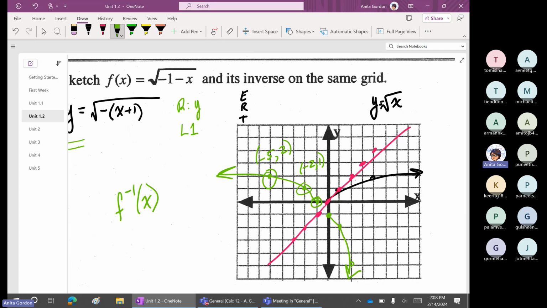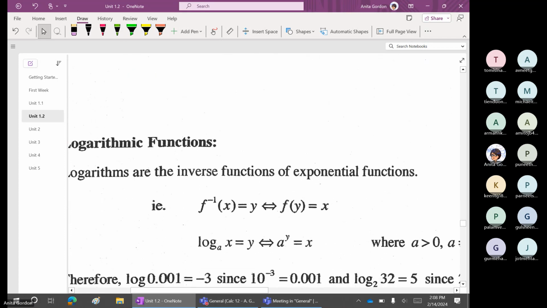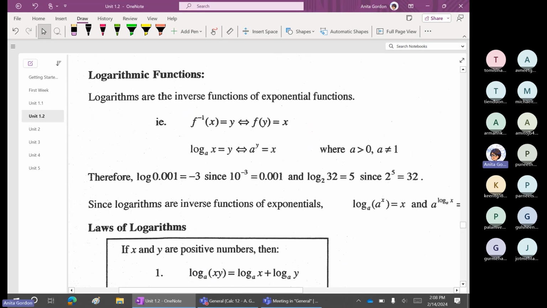Okay, so we just folded it over the two lines. Logarithmic functions are inverse functions to exponential. This right here needs to be committed to memory. Log base a of x equals y. The inverse of it is base a to the power y equals x.